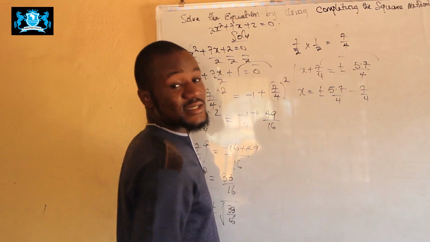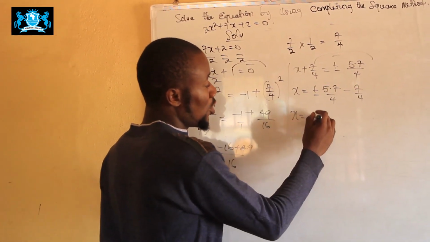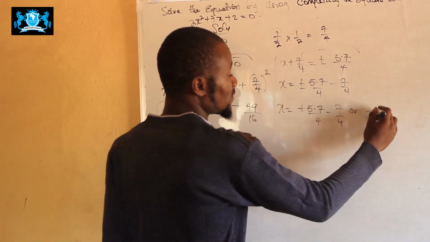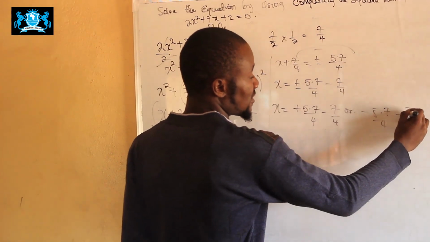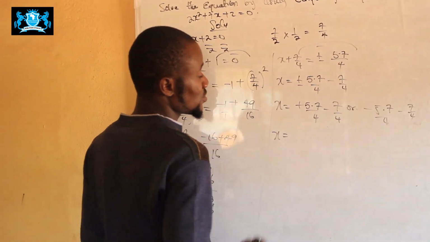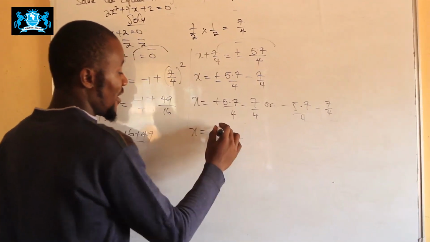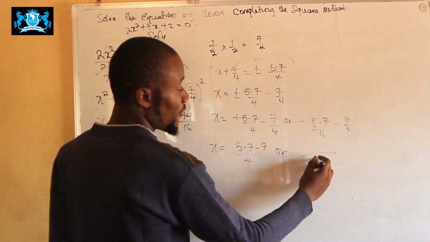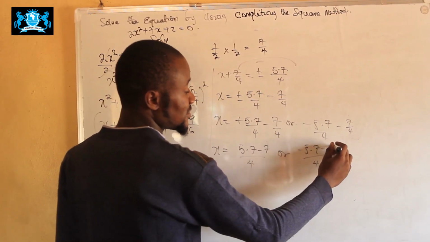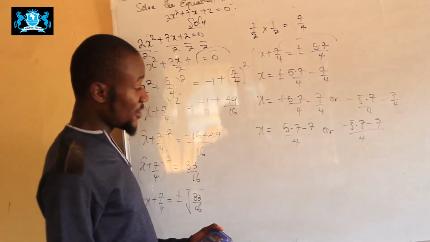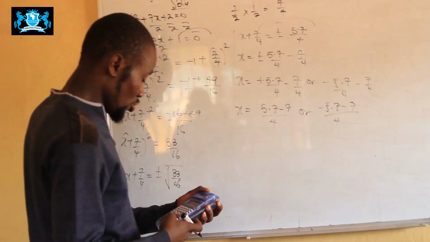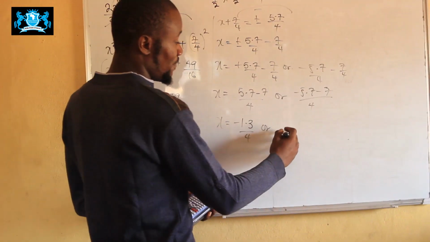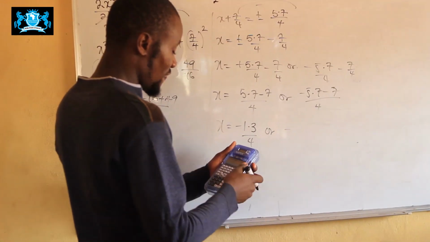Now you follow the plus and minus rule. So you have x is equal to plus 5.7 over 4 minus 7 over 4, or minus 5.7 over 4 minus 7 over 4. The LCM of this is 4. We have 5.7 minus 7 over 4, or minus 5.7 minus 7 over 4. So 5.7 minus 7, we have x is equal to minus 1.3 over 4, or minus 12.7, I think.